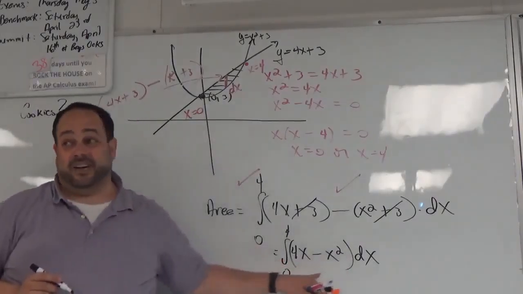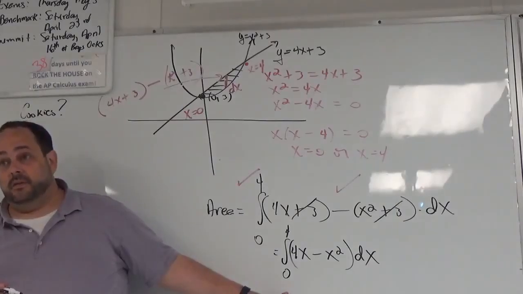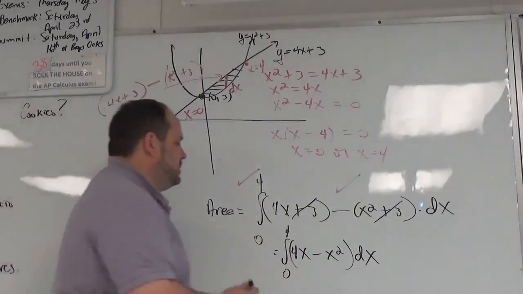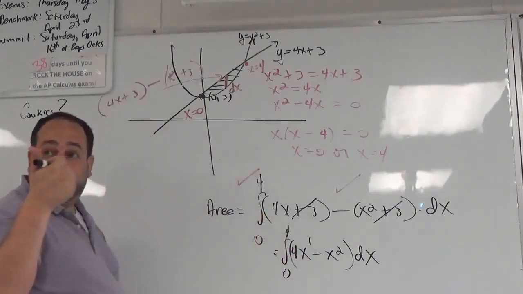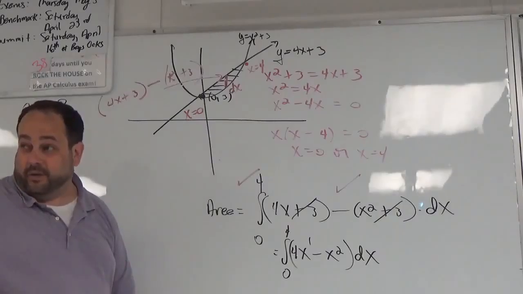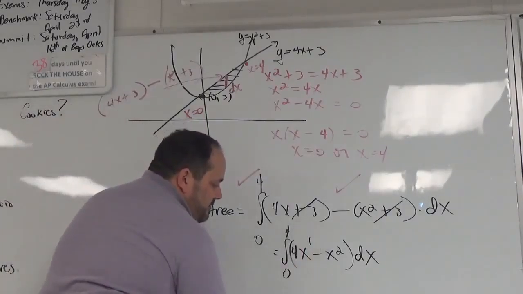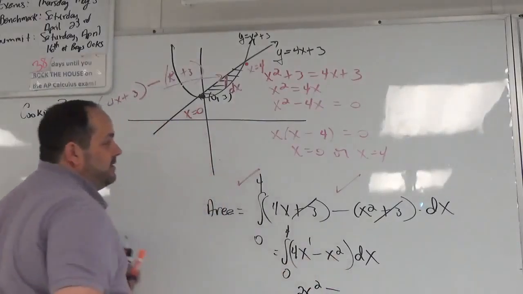I wouldn't want to factor out. I need the antiderivative. Antiderivative of 4x. Remember, if it's 4x to the first, add 1 to the power, divide by the new power. All those things are in there. We just forget them a little bit. Antiderivative of 4x is going to be 2x squared minus antiderivative here.